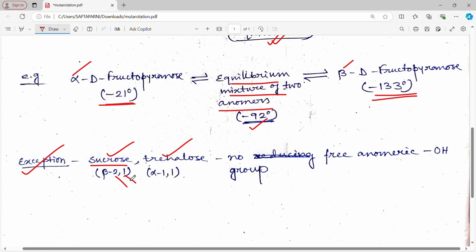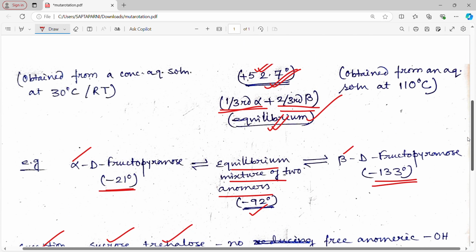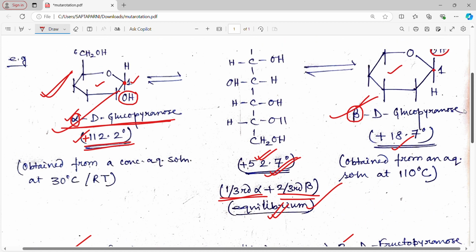So it cannot show any kind of mutarotation. Similarly, in case of trehalose, two glucose moieties are bound to each other by an alpha 1,1 glycosidic bond, and we know that for glucose the first carbon is the anomeric carbon. Here both first carbons are already bound to each other, so no free hydroxyl group is present, so no mutarotation can be seen in this case too. I hope now what mutarotation is is completely clear in your mind.